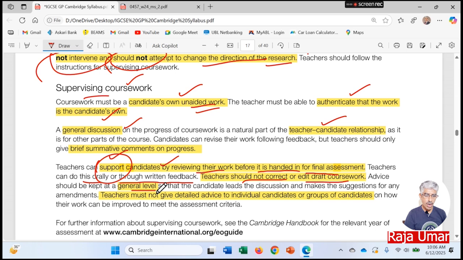Teachers should not correct or edit the draft or the coursework of the students. The candidate leads the discussion and makes suggestions for any amendments by himself or herself, rather than those amendments being specifically told by the teacher to correct the individual report. Teachers must not give detailed advice to individual candidates or groups of candidates. Just simplified, generic, summative sort of guidelines are enough.